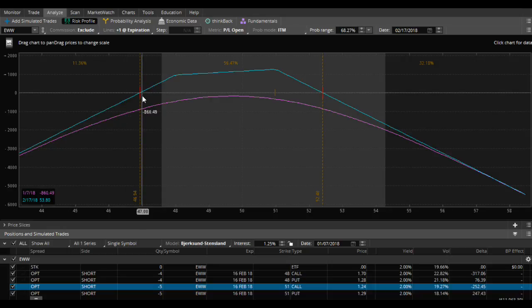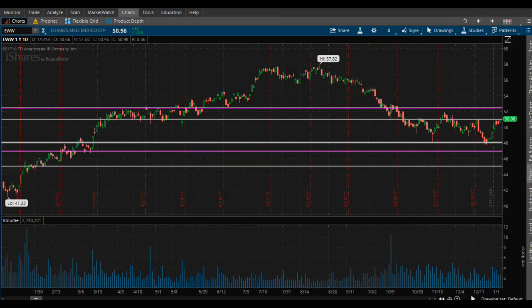Okay, so our new break evens are 46.94 all the way to 52.40. This was our original break even right here at 51, and now we've moved it out $1.40 for a current probability of profit of 56.47%. So what does this look like on a chart?